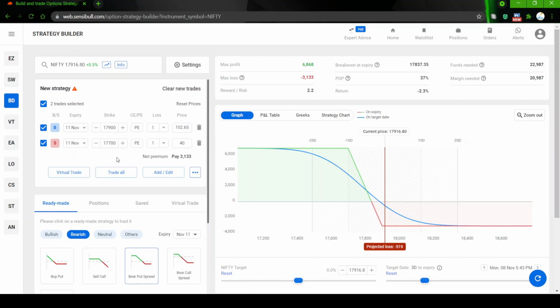Whenever the strategy is a net debit strategy, your maximum loss is limited to the premium you pay. Here how much are we paying? Net premium is 3,133. What is your maximum loss here? It shows minus 3,133, which means this is going to be your maximum loss. You are not going to lose anything more if the view goes wrong.